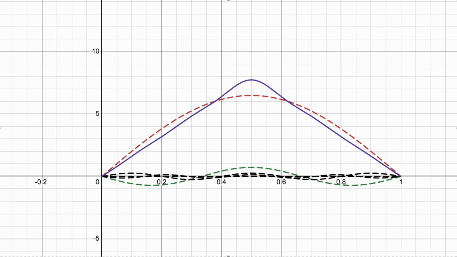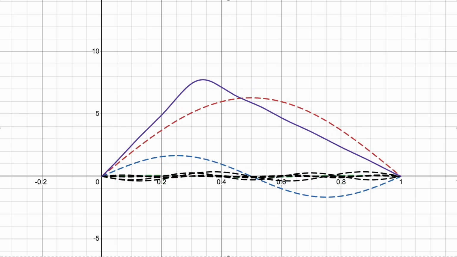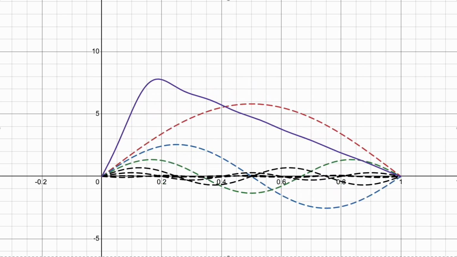What happens if I don't pluck the string exactly in the middle? What happens if I pluck the string nearer to one end? Well, we can see that those even-numbered harmonics start to come into it. So before we only had the first, the third, the fifth harmonic. Now we've also got the second, the fourth, and the sixth harmonic, and so on. And it changes the relative amplitudes of each of them.